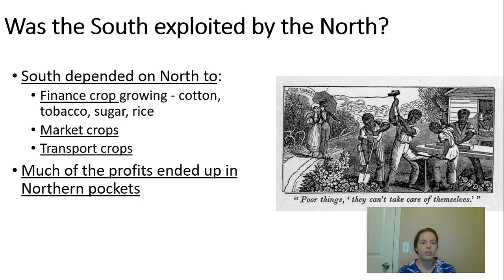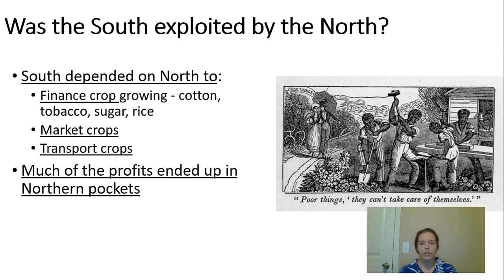So we can also begin to look at, was the South exploited by the North? Because Southerners are definitely going to feel this way. And this is because the South depended on the North to finance crop growing, to finance their cotton, their tobacco, their sugar, their rice. So on top of financing, the South is also going to depend on the North to market these crops and also to transport these crops for export.